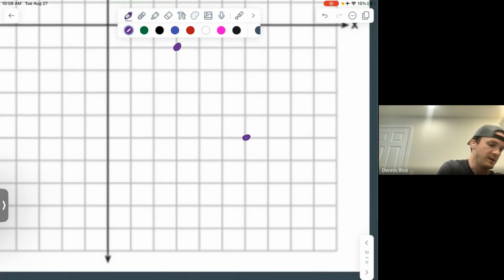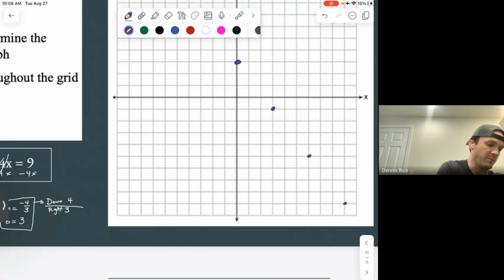Squeeze in another one. It's always easier to have more than the bare minimum. Bare minimum is 2 points.